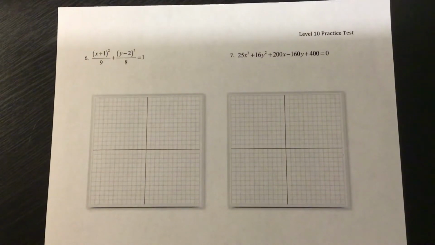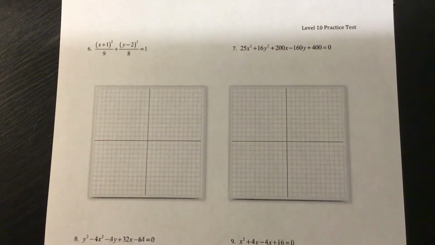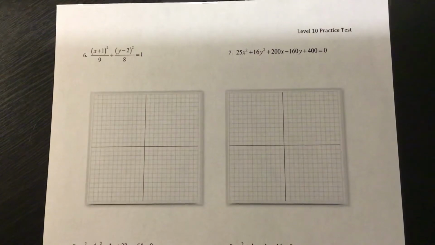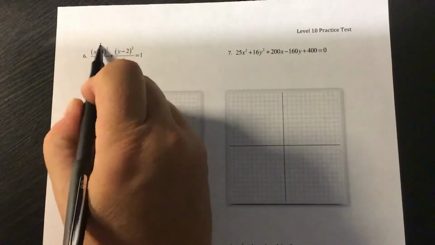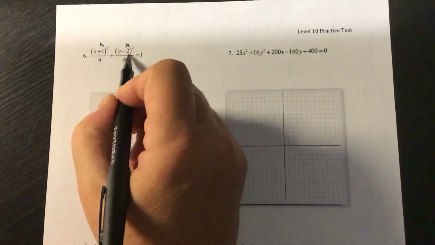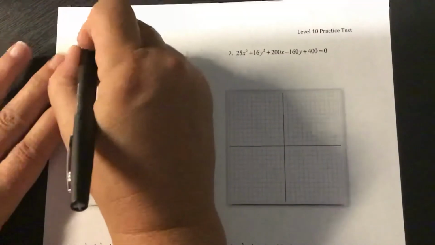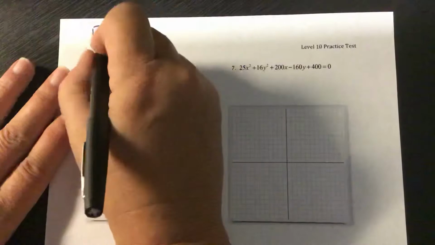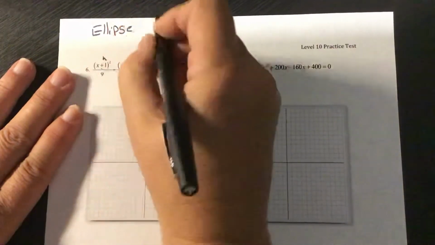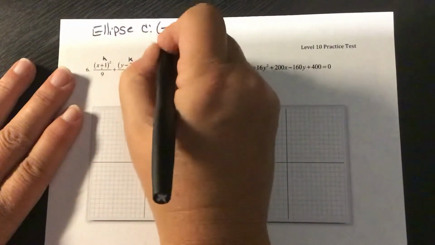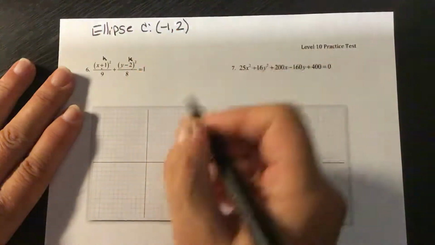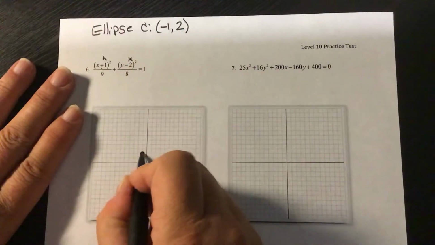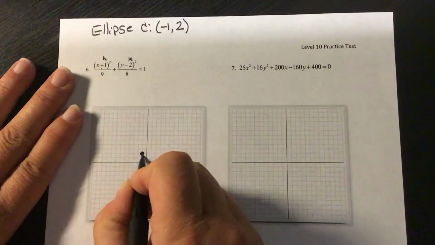On number 6, this one is an ellipse. The center is not at the origin. The center is at my h and k values, which is -1, +2. So I'm going to have an ellipse here. And my center is at -1, +2. Here's my center.